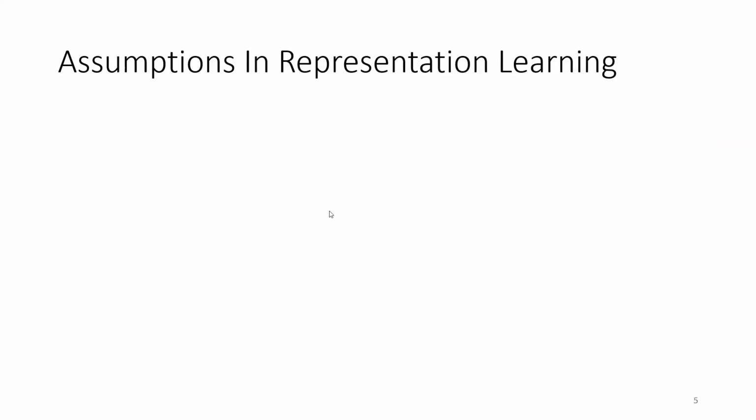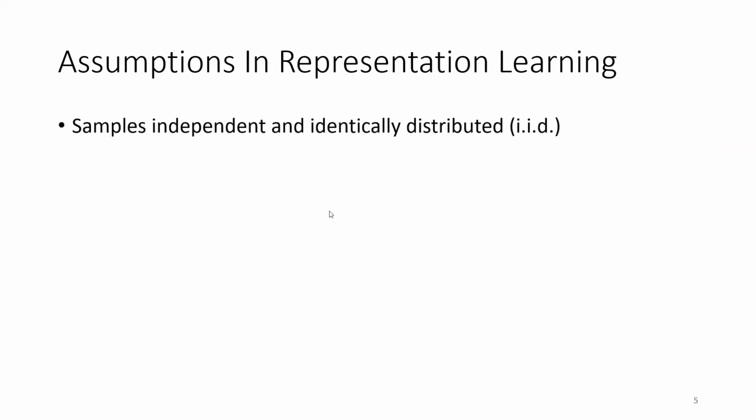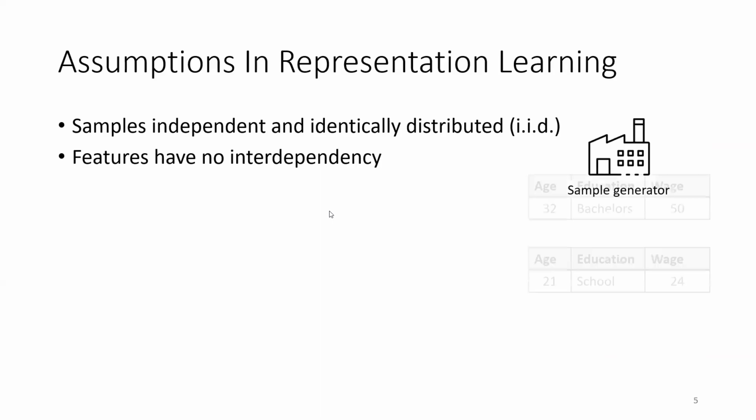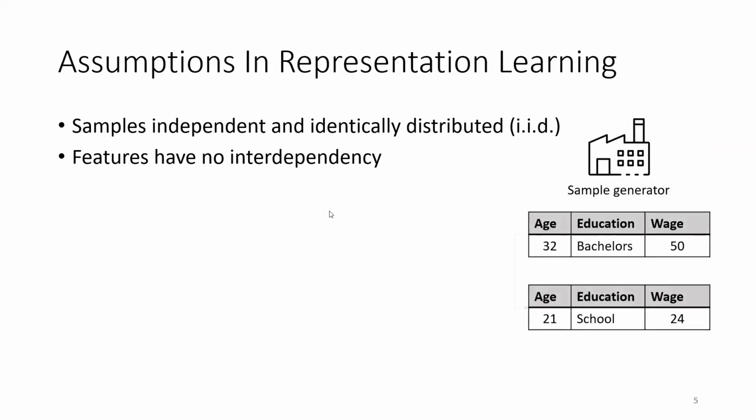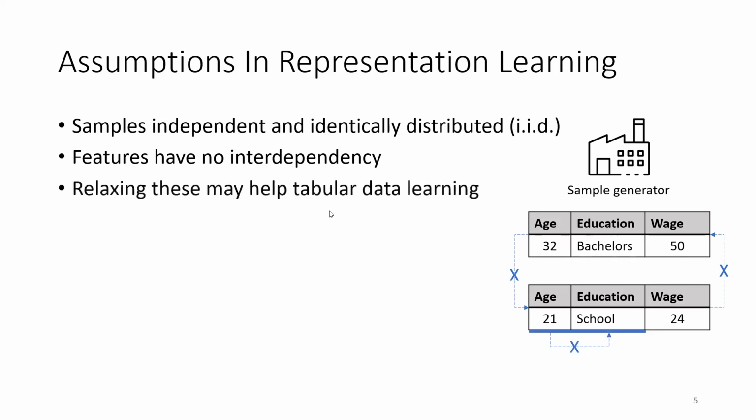These shortcomings may be because of some assumptions of tabular data. First, samples are assumed independent and identically distributed. And second, there is no feature interdependency. Let us see with an example. Suppose we have two samples. IID means sample 1 cannot give any information about sample 2. Any feature here is not dependent on the other feature. If we relax these assumptions, it may help tabular data learning.